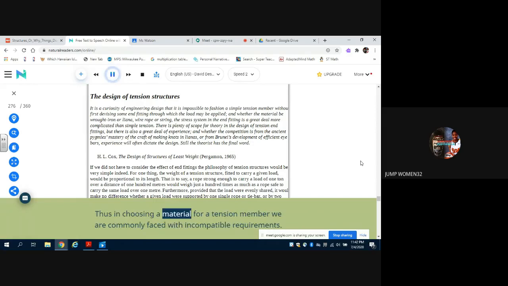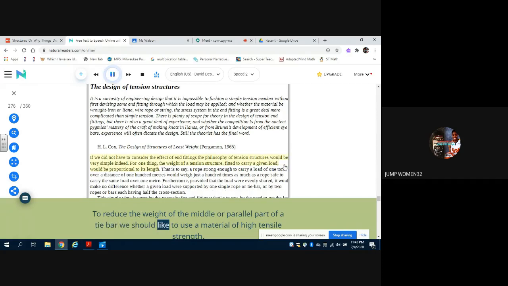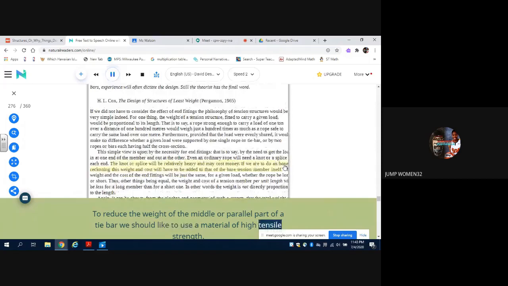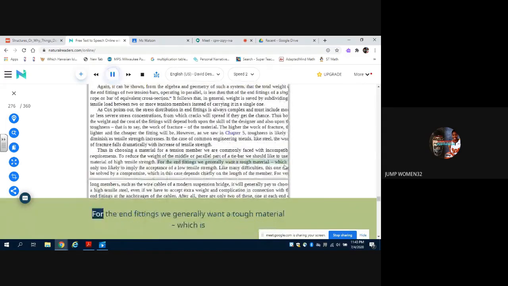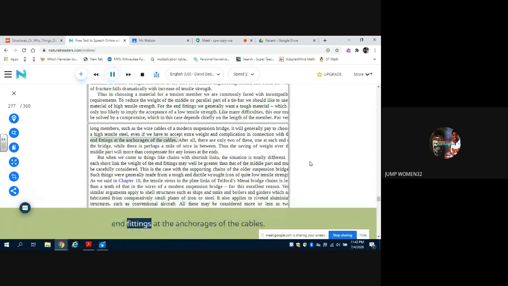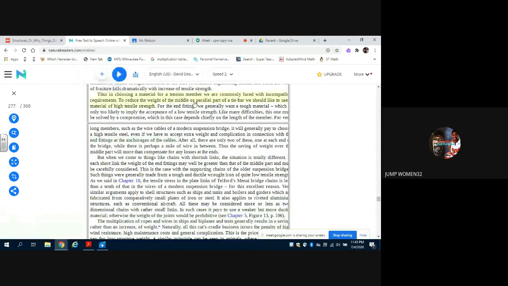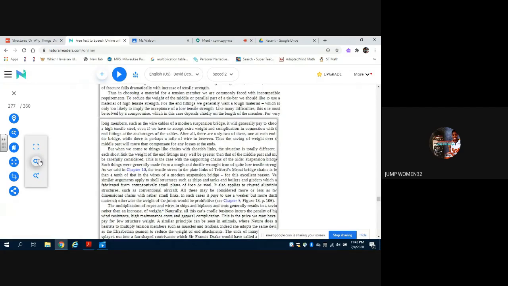Thus, in choosing a material for a tension member, we are commonly faced with incompatible requirements. To reduce the weight of the middle or parallel part of a tie bar, we should like to use a material of high tensile strength. For the end fittings, we generally want a tough material, which is only likely to imply the acceptance of a low tensile strength.